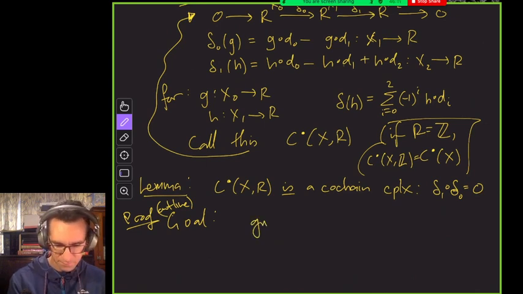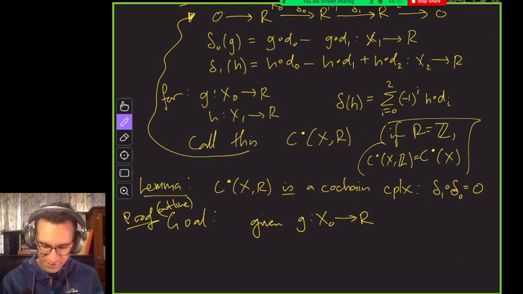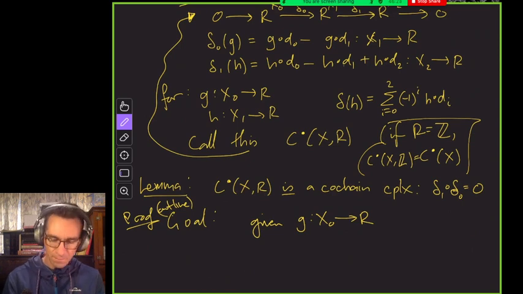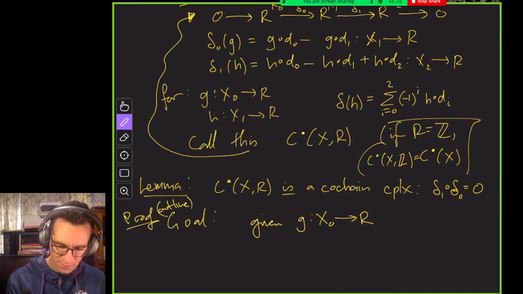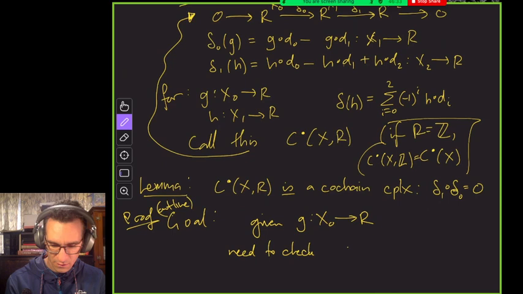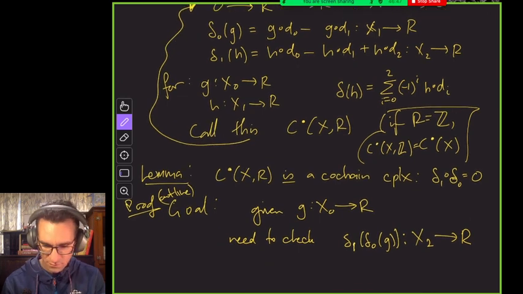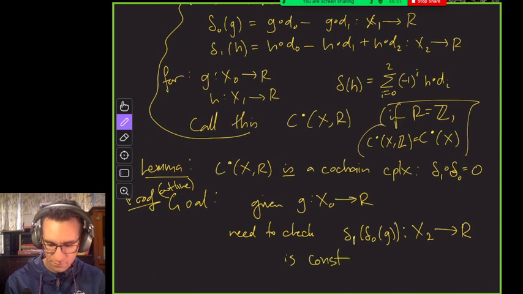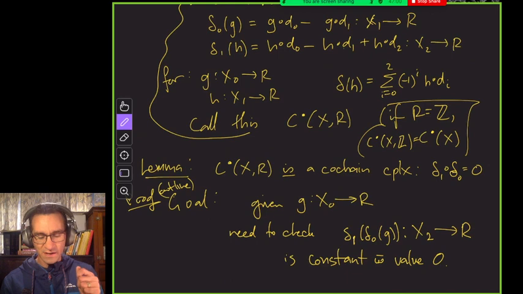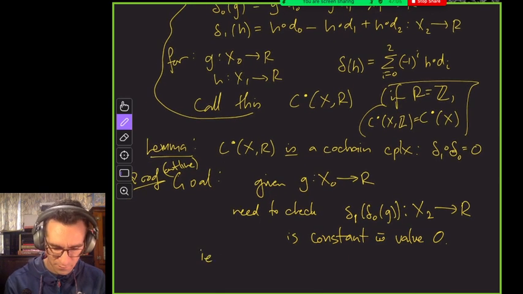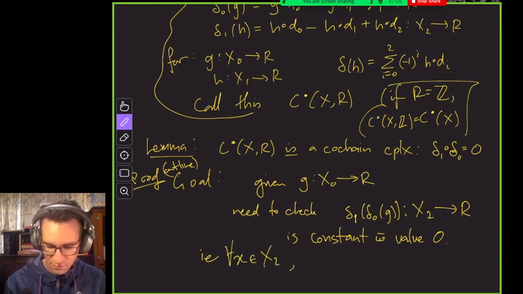So we're given a g from X0 to R. In my notes I have Z, and you'll see that on the scan, but R is the generality we want to work in. We need to check delta 1 delta 0 of g, which is a function from X2 to R, is constant with value 0. So for x in X2, delta 1 delta 0 g applied to x equals 0.